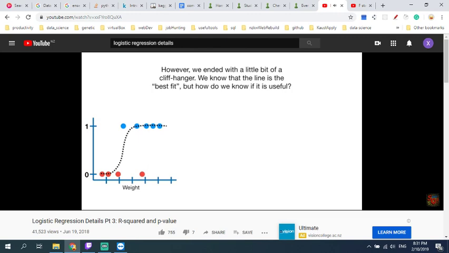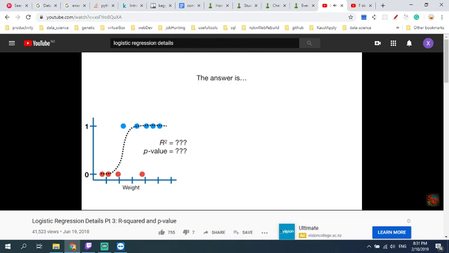We know that the line is the best fit, but how do we know if it is useful? In other words, how do we calculate R-squared and a p-value for the relationship between weight and obesity? The answer is, it's complicated.